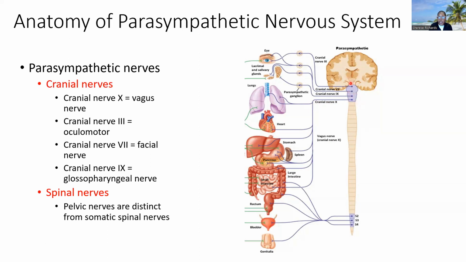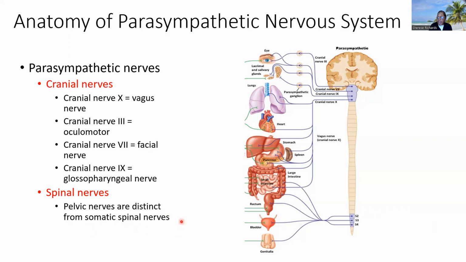parasympathetic communication. So cranial nerve 3, 7, 9, and 10 will all leave the brainstem, travel a long distance out to ganglia that are closer to their target or effector organs. And then from there, there will be a short postganglionic neuron to the specific organ or gland in question. And then the other option is the spinal nerves, the sacral spinal nerves, which give rise to pelvic nerves.